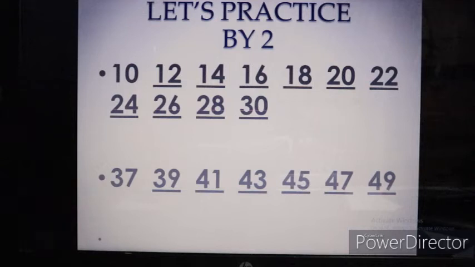Now, let's practice skip counting by 2s. 10, 12, 14, 16, 18, 20, 22, 24, 26, 28, 30. 37, 39, 41, 43, 45, 47, 49. We started with an odd number, so all the numbers are odd.